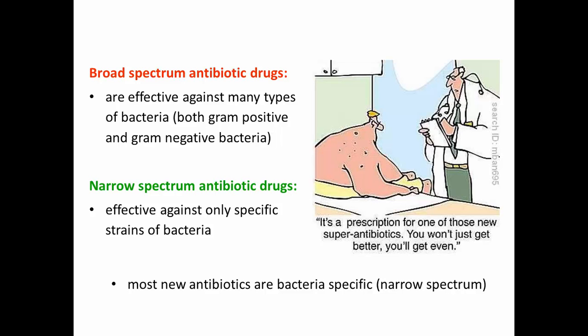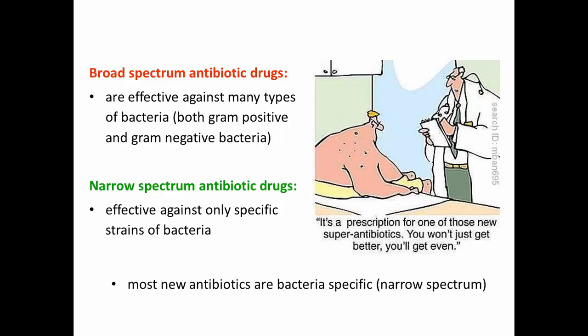We can divide antibiotic drugs into two main categories. Broad-spectrum antibiotic drugs are ones that are effective against many types of bacteria, so both gram-positive and gram-negative bacteria. And of course, the advantage of having a broad-spectrum antibiotic is that it will treat many different types of bacterial infections. The disadvantage is that if we use that antibiotic drug to treat many different types of infections, then we can end up creating species of bacteria that are resistant to that antibiotic drug just because it's used so often.